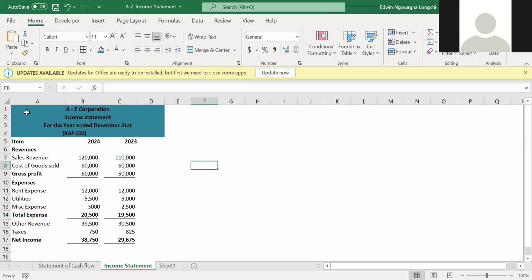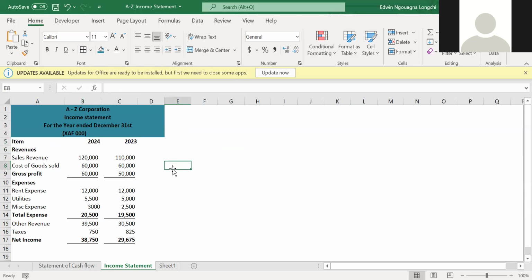You must always have this kind of heading. You must tell us the type of financial statement and the period. These are standards, I always say a rule of thumb. So we have for the year ended December 31st, maybe 2025 or something, you write it down, or 2024, since we have 2024 and 2023.